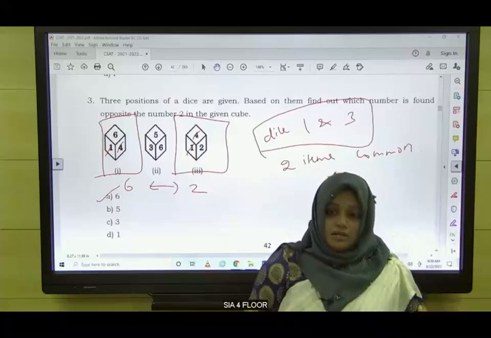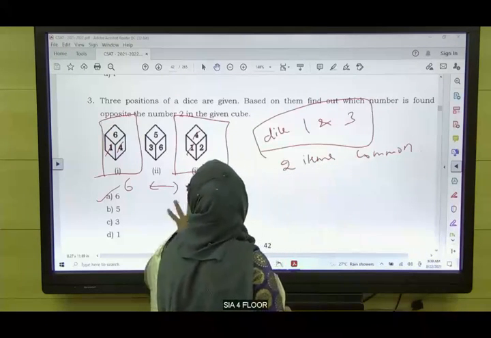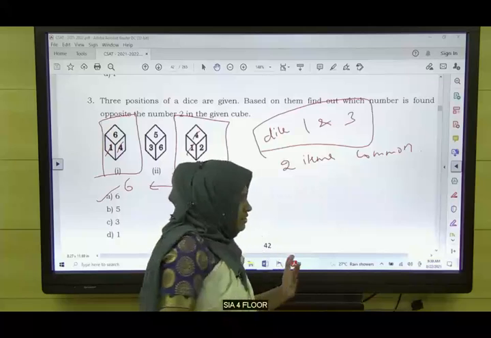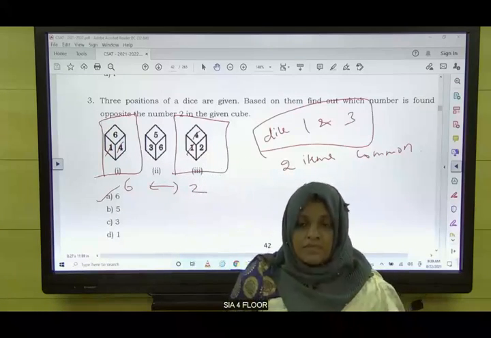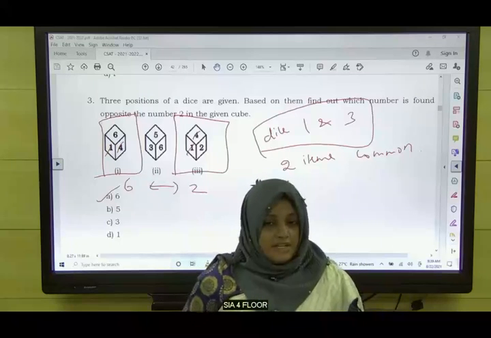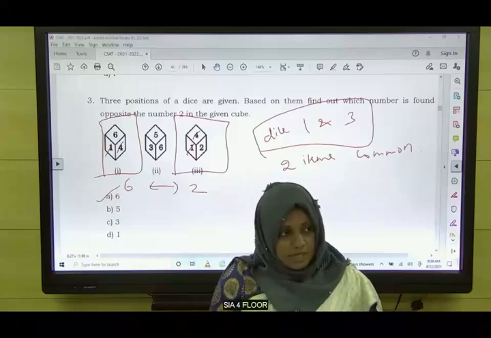Okay, so this problem could be done in these 2 ways. Now that's all about the first category. There are 3 varieties of questions in dice. This is 1, and the 2 more are very easy compared to this. So we will do that later.